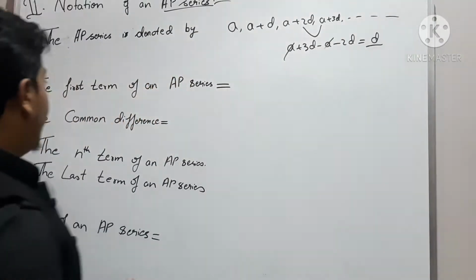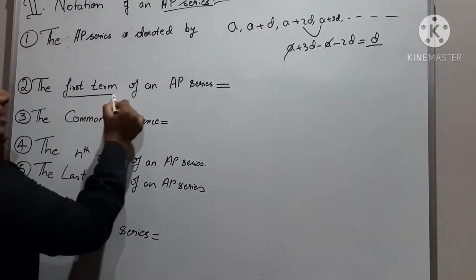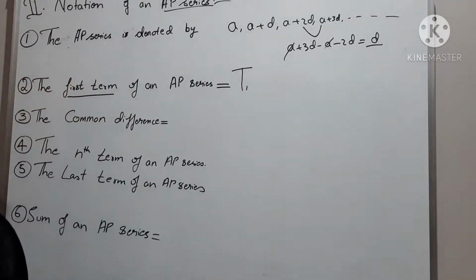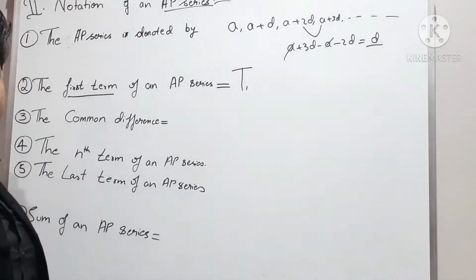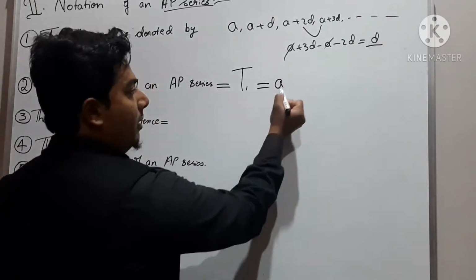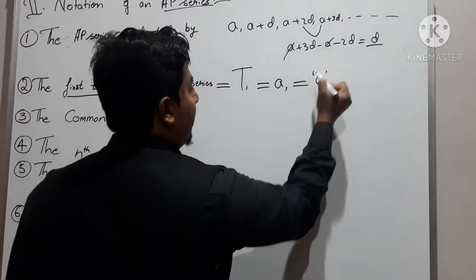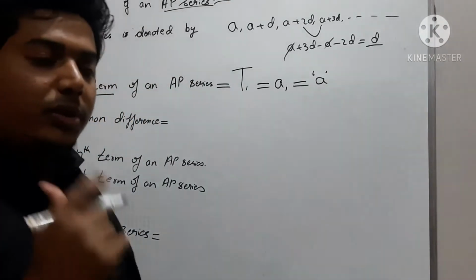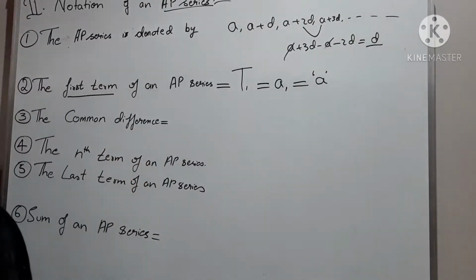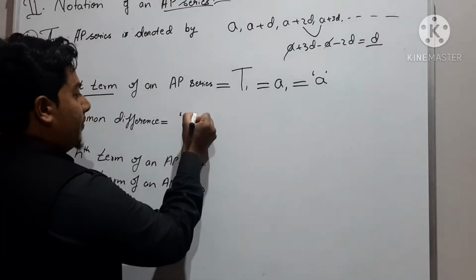The first term of an arithmetic progression series is denoted by T1, where T stands for term. T1 stands for the first term, which is also given as a1, which is also given as a. So the small letter a is used to denote the first term of an arithmetic progression series. The common difference of an arithmetic progression series is denoted by small letter d.